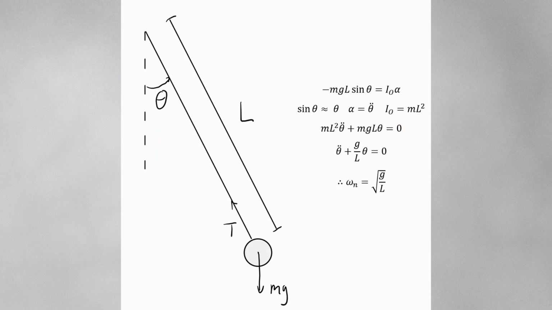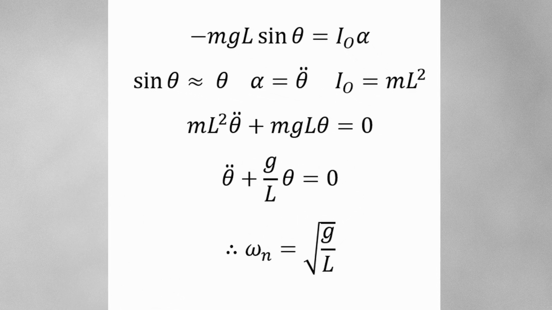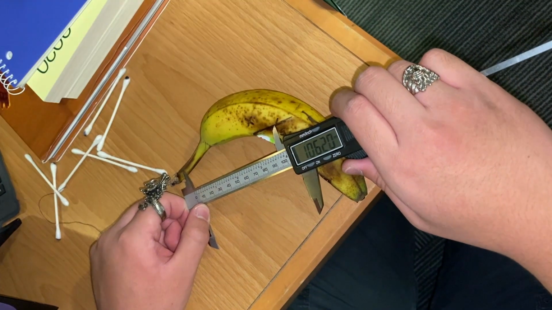We approximated the banana as a point mass on a massless rod, so the length of the rod is the distance from the axis of rotation to the center of gravity of the banana. We used the simple pendulum formula omega equals the square root of g over L, where L is the radius of gyration. We then marked this point onto the banana using calipers.